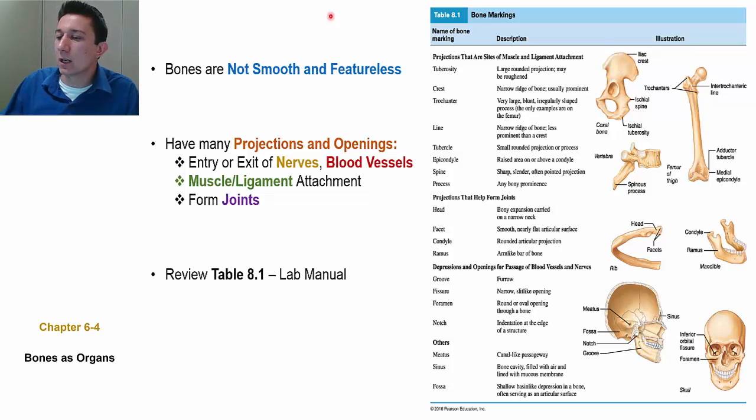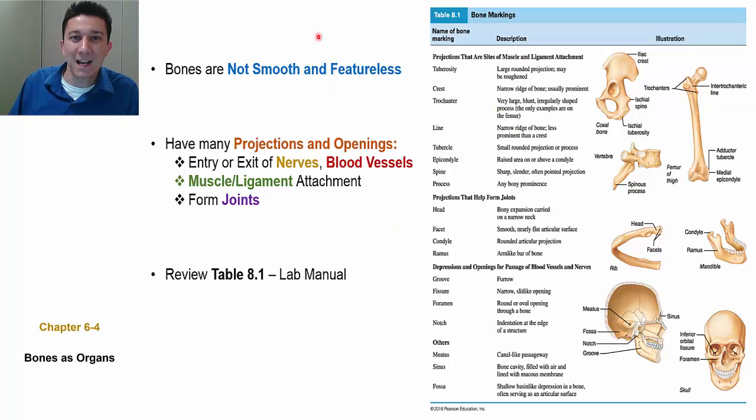I won't go through all these here, but we'll go through these in lab. Table 8.1 will get you started on the names of what the book refers to as bone markings. So there are some that are projections where muscles and ligaments will attach, some that help form joints, and some that allow passages of blood vessels and nerves. There are several terms in each of these categories here, and it has a description of each one.